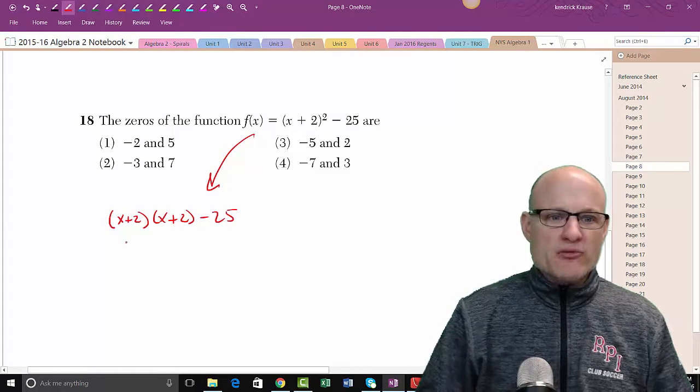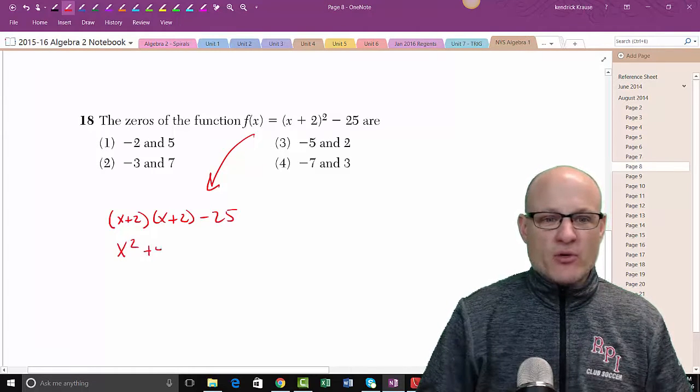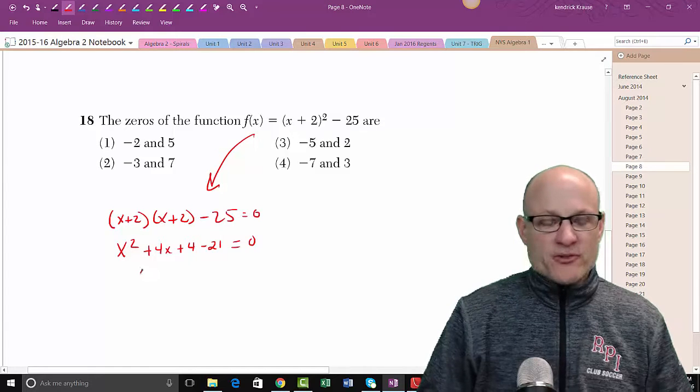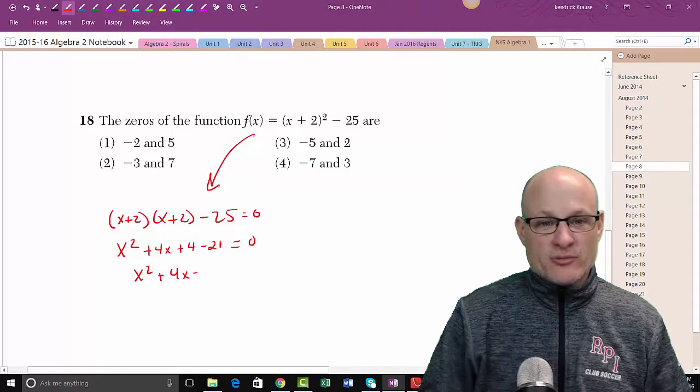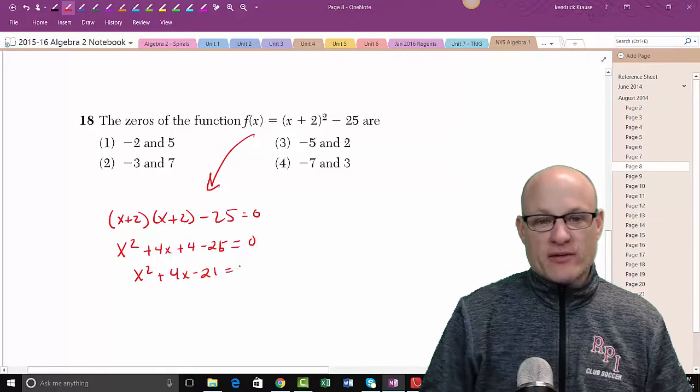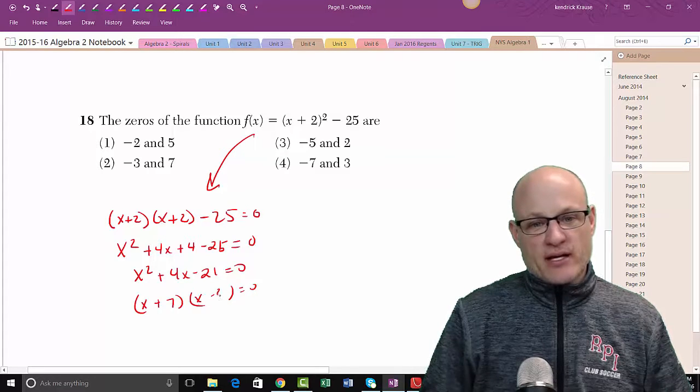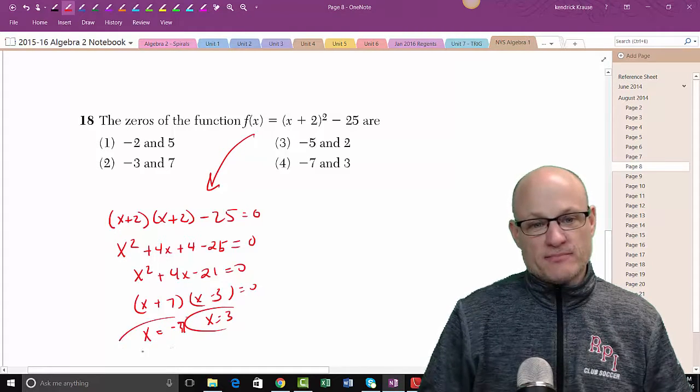Shut up. Double distribute this out. I get x squared plus 4x plus 4 minus 21. And I want to know when it's 0, so I'm going to set it equal to 0. So this is x squared plus 4x minus, this should be 25, by the way. I was going to the next step. 4 minus 25 is negative 21. That's the next step. And I'll factor it. x plus 7, x minus 3. So my two answers are x equals negative 7 and x equals positive 3.